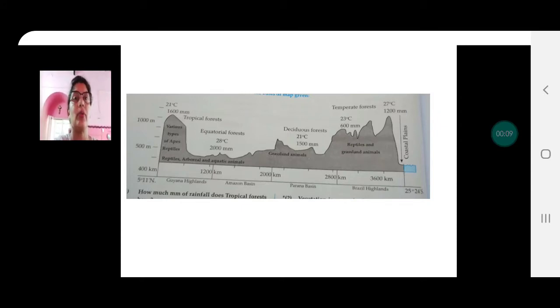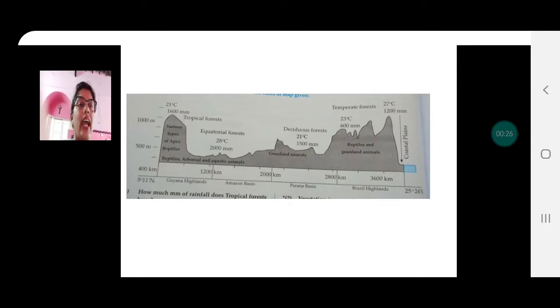Okay, this is a small video where we will try to understand Figure 4.2 on page 25, which is a cross section of Brazil's physiography. Right? So I hope you have opened to page 25.